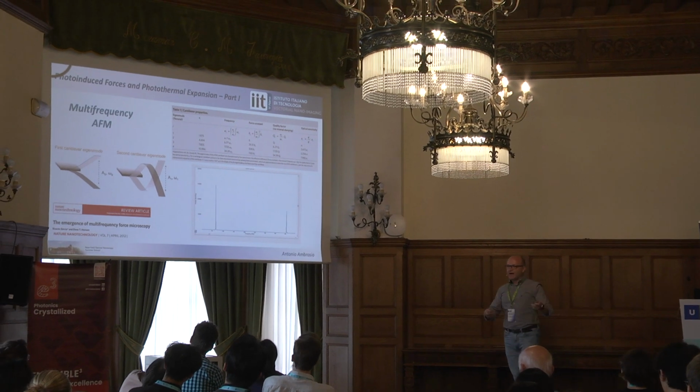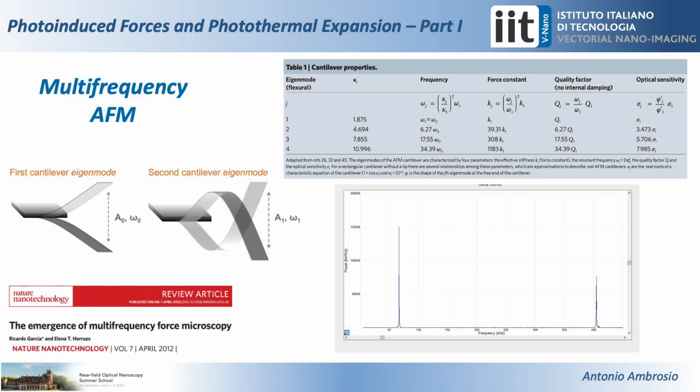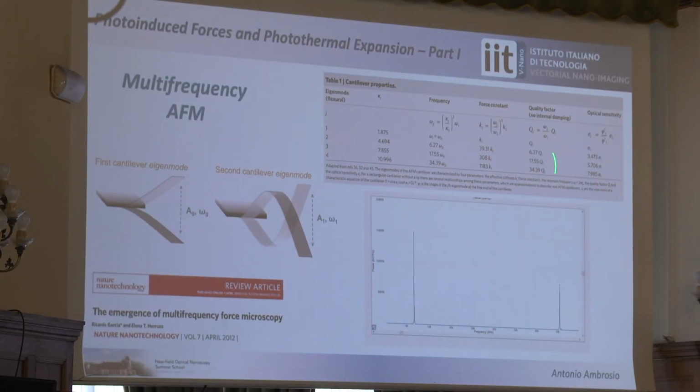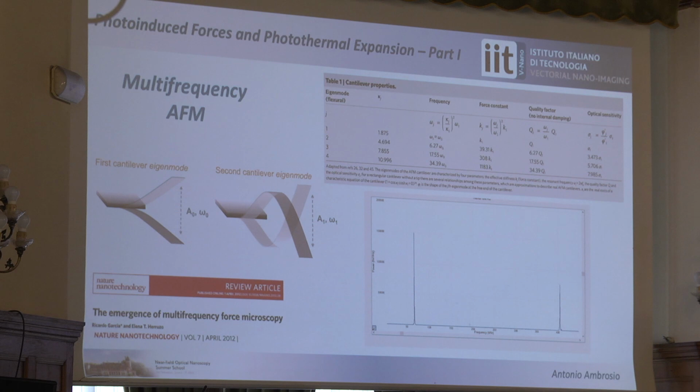So eigenmodes are, first of all, since they are orthogonal, there is virtually no crosstalk between the eigenmodes, right? And the frequencies are very different. This is a table taken from this review by Ricardo Garcia. So you see that if the first eigenmode has this omega 0, let's say that is, whatever, 300 kilohertz, a typical number, the second eigenmode is at 6.3 times the first, which means it's close to 2 megahertz in that case, right?